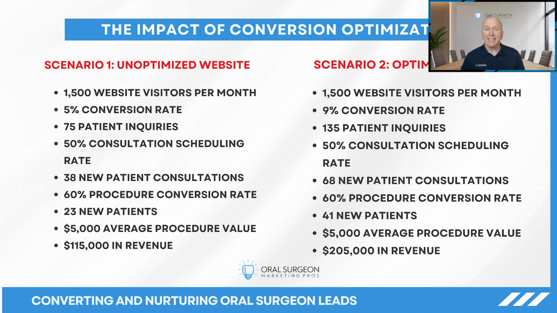That is a clean $90,000 monthly variance derived entirely from performance engineering on your current traffic. You didn't spend an extra cent on ads, you simply stopped leaking revenue.